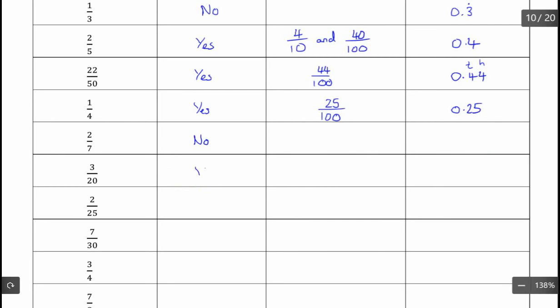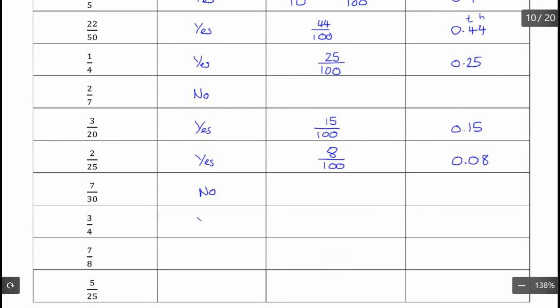3/20. Yes, 20 will go into 100. It's a factor of 100. We times by 5 to turn it into 100. So if we times 3 by 5, we get 15. So that's 0.15. 2/25. 25ths will go into 100 times by 4. Multiply 2 by 4, we get 8. So this is 0.08. 7/30. 30 will not multiply by something to go into 100. I could divide by 3 to turn it into 10, but I can't divide this by 3, so for the purposes of this, no.